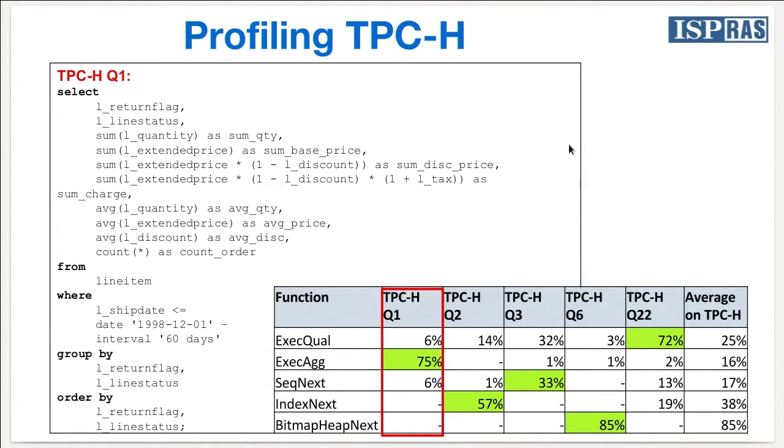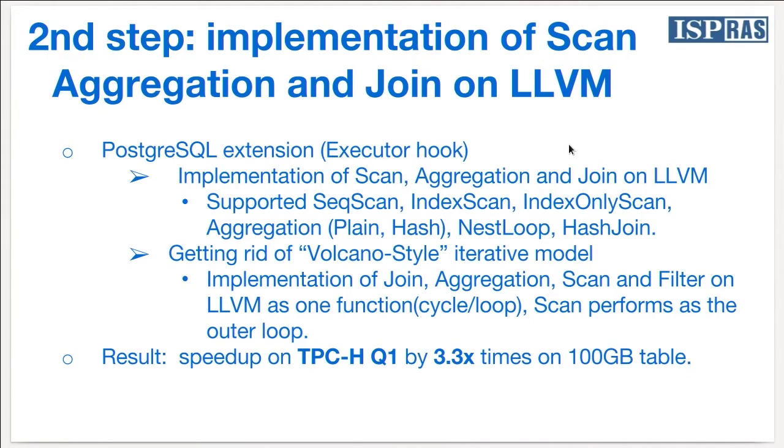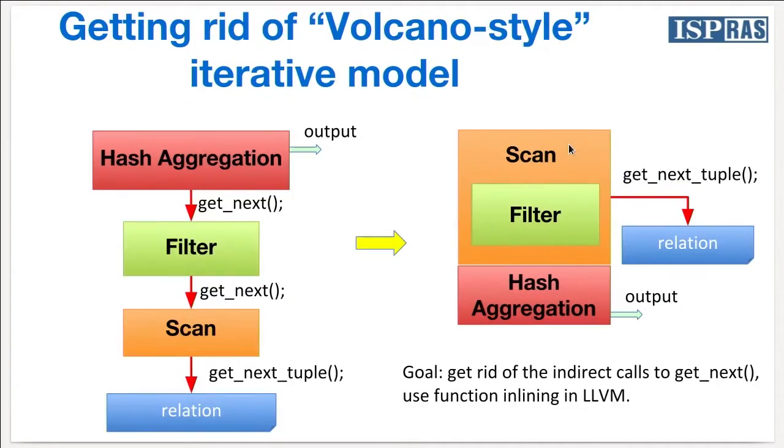Here is the first query of TPC-H. You can see that aggregation takes about 75%, and quite complex expressions are used in aggregations. Using JIT allows to significantly speed up execution of this query. They get right now a 3 times improvement at this query, but it's just the first attempt, and they expect much more speed up.